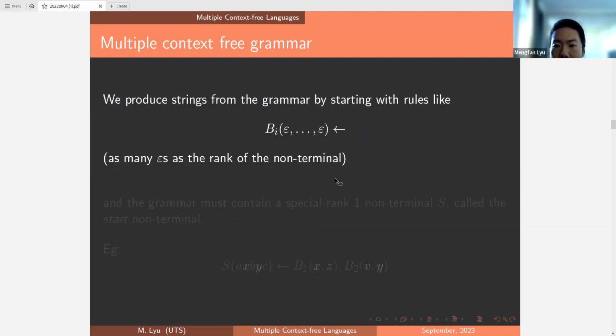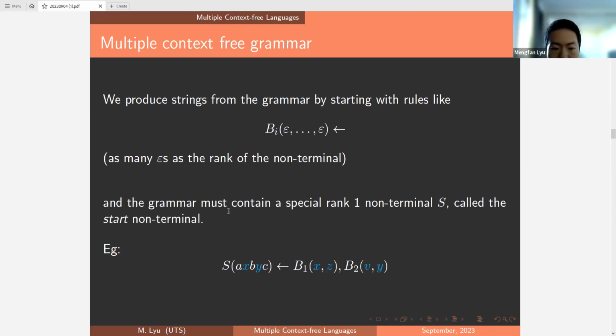And to produce a rule, we also need another rule, that can be regarded as the start rule of this construction. We start from nothing and we just construct the function, and all the variables are just empty.